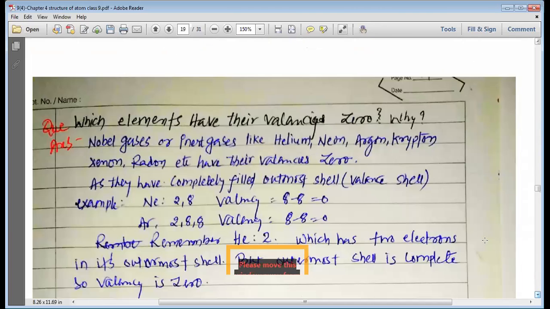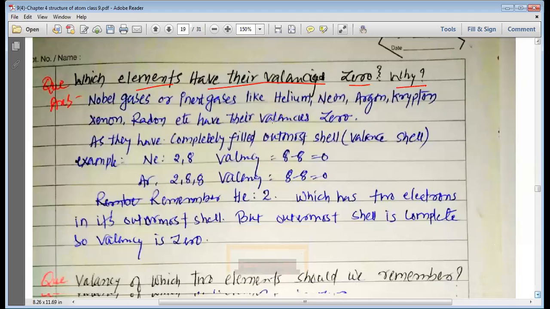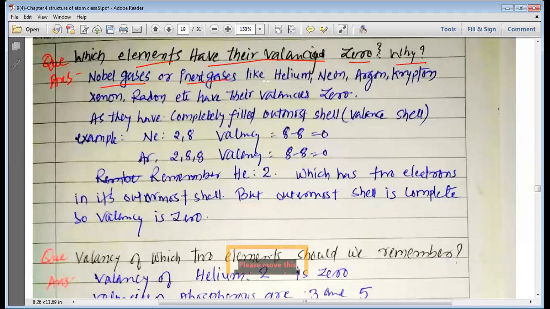Now we'll move forward and study which elements have valency 0 and why. Please understand, my dear students, that noble gases or inert gases, for example helium, neon, argon, krypton, xenon and radon, have their valency 0, as they have a completely filled outermost or valence shell. For example, if you look into neon, its electronic configuration is 2, 8. So it has 8 valence electrons, and that is why its valency is 8 minus 8, that is 0.